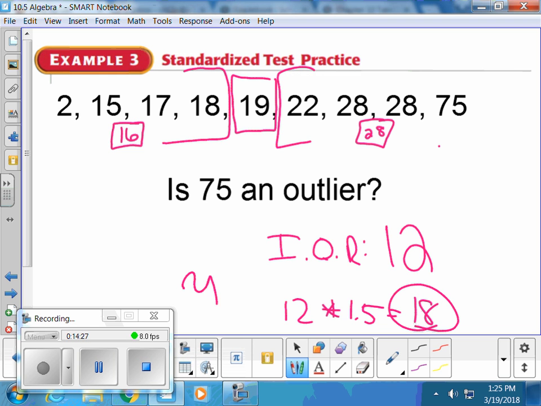Yeah, so I'd say 75 is definitely an outlier. Now what about 2? Is 2 more than 18 units away from 16? No, so 2 is not an outlier. Okay, so you follow how you do that? Find your interquartile range, multiply by 1.5, and see if you are a further distance than that away.